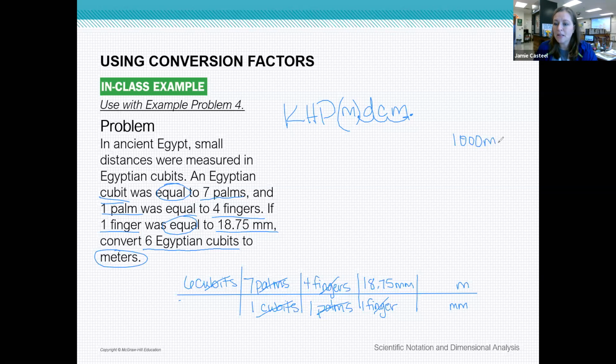1, 2, 3 hops, 3 millimeters, because it's the baby, equals 1 meter. And I'm going to plug that in. You'll kind of remember that as time goes on.